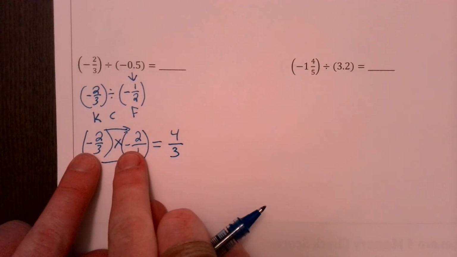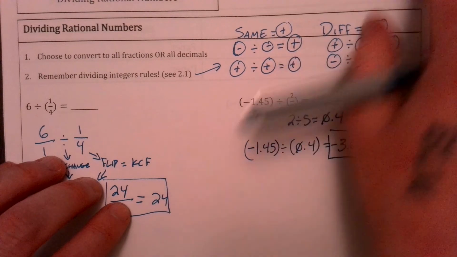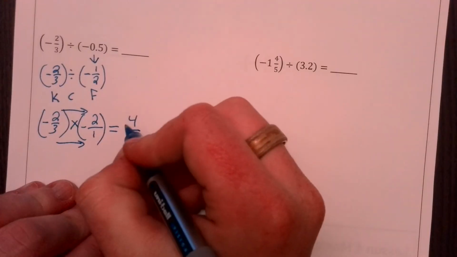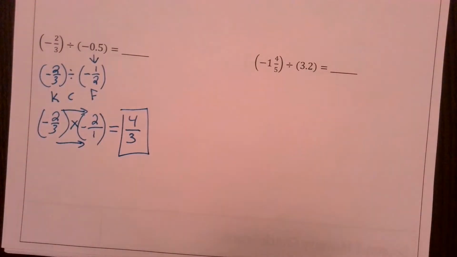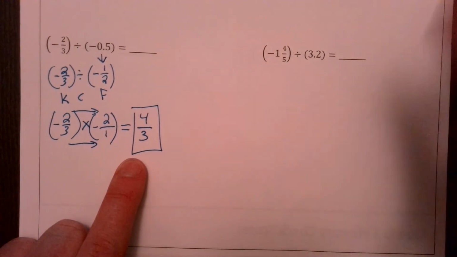And here, now I'm going to add the sign. Negative times negative, same sign, positive answer. So we're going to have positive 4/3. I don't need to put a sign on it, because if it doesn't have a negative sign, we know it's positive.